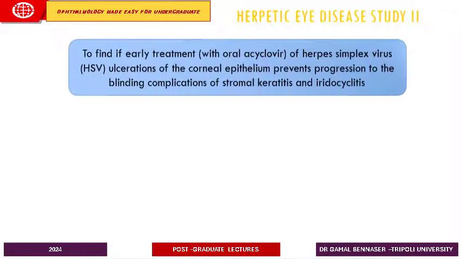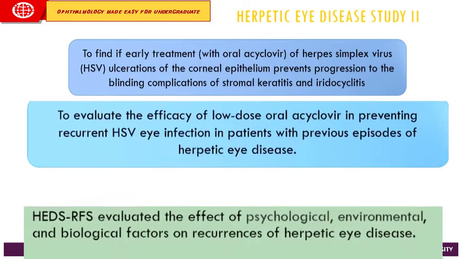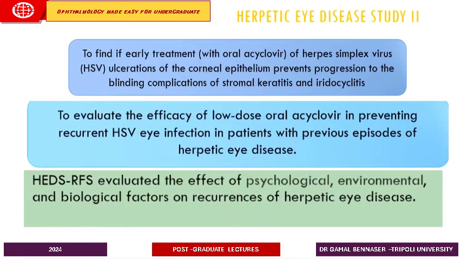Now we come to the second study of the Herpetic Eye Disease Study. As we have seen in the first study, the second study also contains three trials, here regarding epithelial keratitis. The first trial compared the usefulness of oral acyclovir in epithelial keratitis or epithelial ulcer, that's dendritic ulcer, and whether it is useful in the prevention of development of stromal keratitis or iridocyclitis.